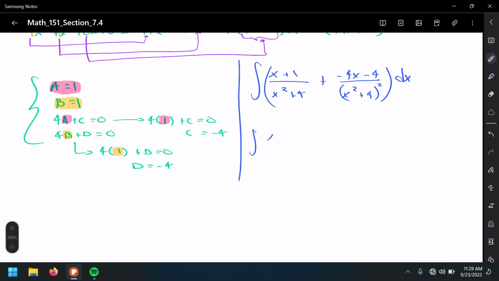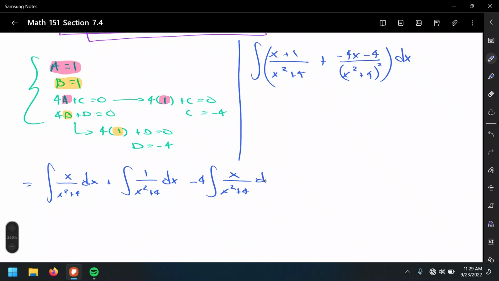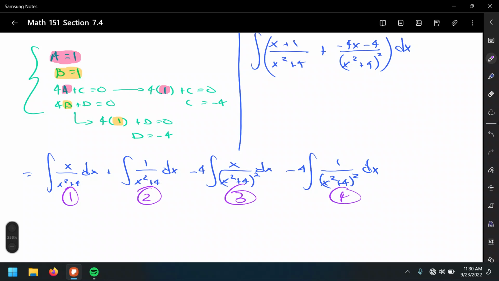So that's going to be the integral of x over x squared plus 4 dx, plus the integral of 1 over x squared plus 4 dx, and plus negative 4x, that's actually minus 4 times the integral of x over x squared plus 4 dx, and last but not least, minus 4 times the integral of dx over x squared plus 4 quantity squared. Okay, let's label them: 1, 2, 3, 4.